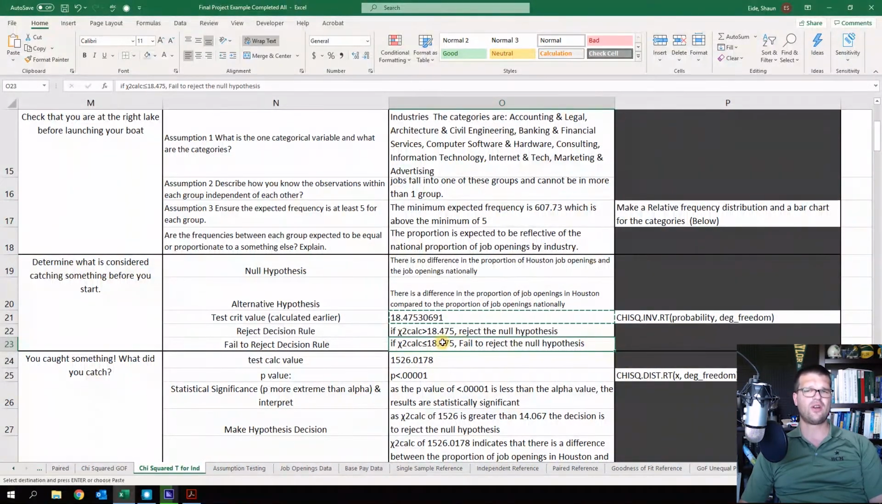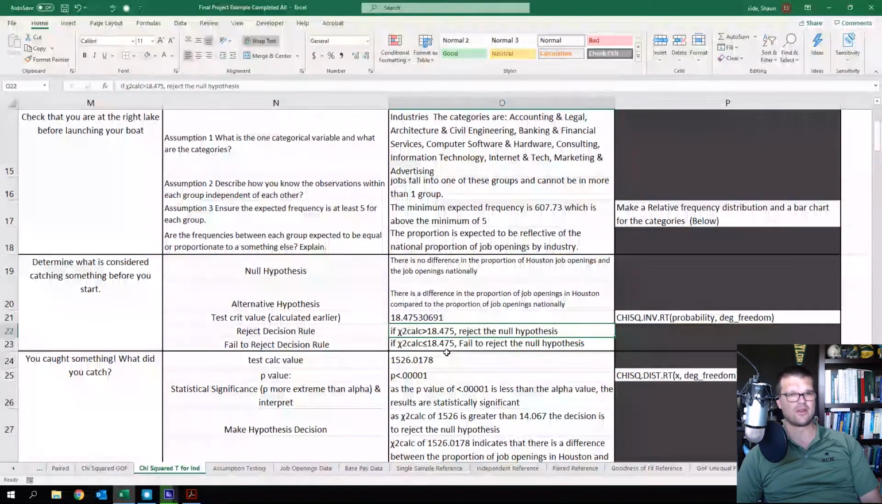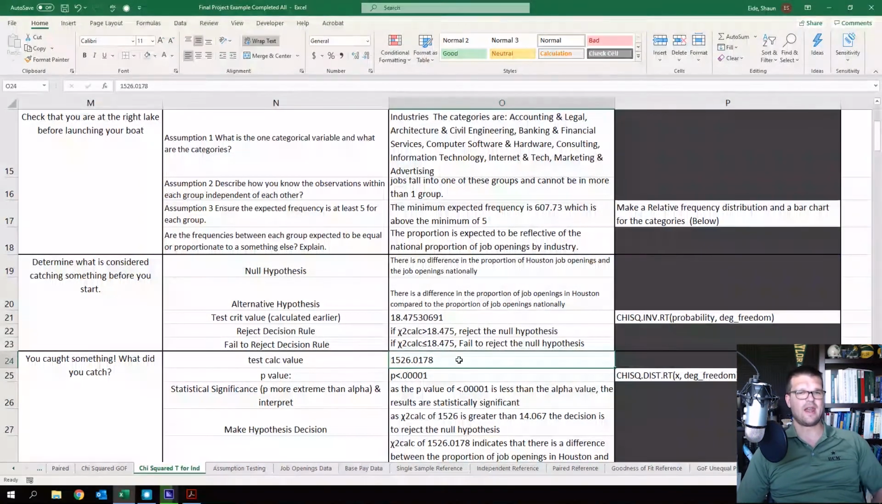And really all that you have to do for yours is copy and paste this and just put the critical value in right there, and it's going to be correct. It's just that delineating point that allows you to make a decision.